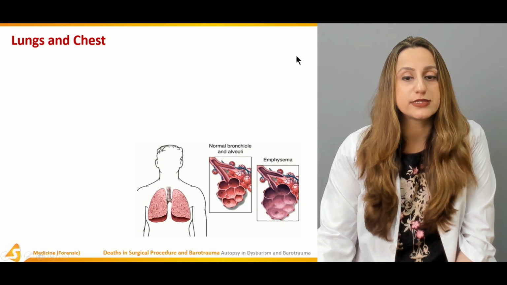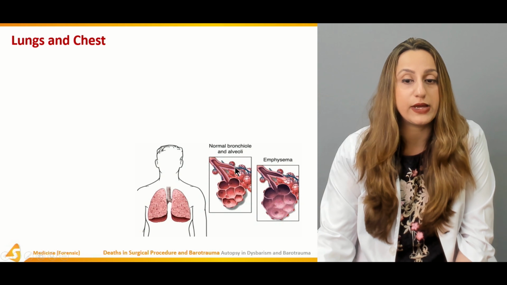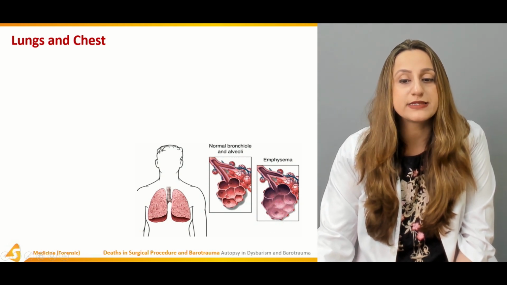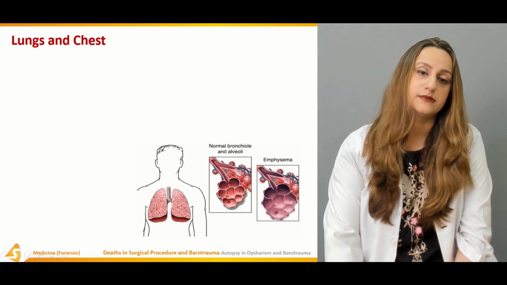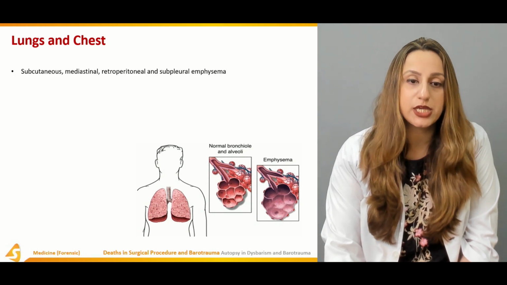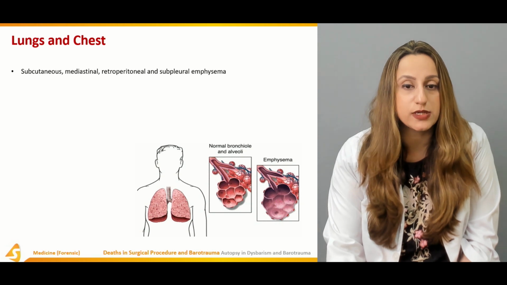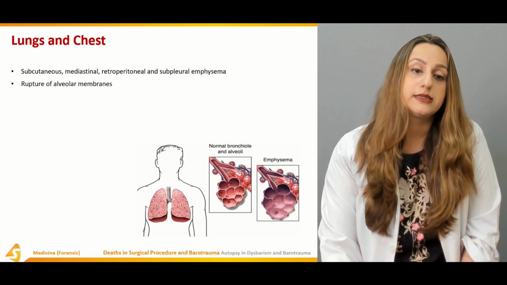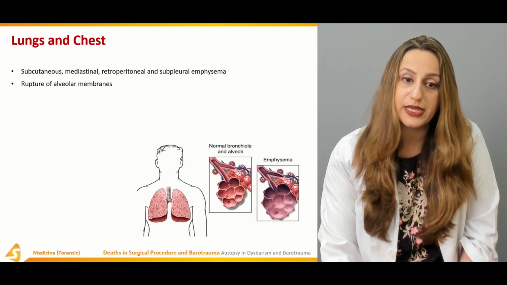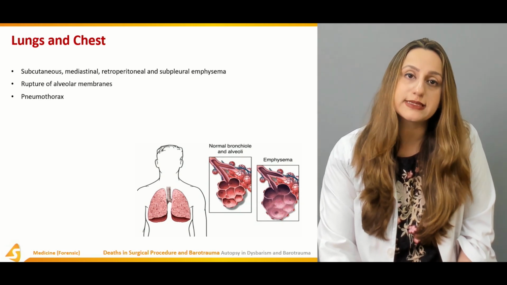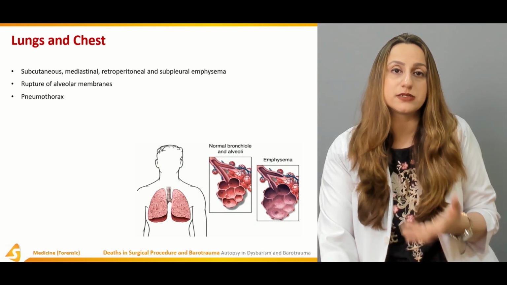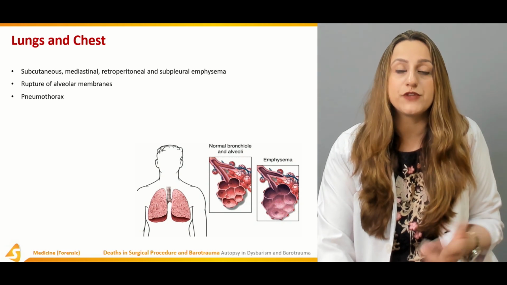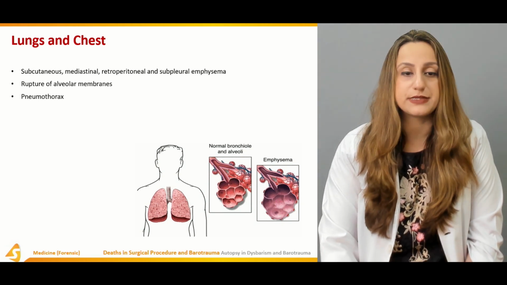As you can see over here, it's a normal bronchiole and alveoli. And over here, it's a bullous formation, that is after the emphysematous reaction. So subcutaneous, mediastinal, retroperitoneal, or subpleural emphysema are the important features over here. There can be rupture of the alveolar membranes noted. Pneumothorax is one of the factors that come into play. It's basically air in the thoracic cavity. That is one of the complications of dysbarism.